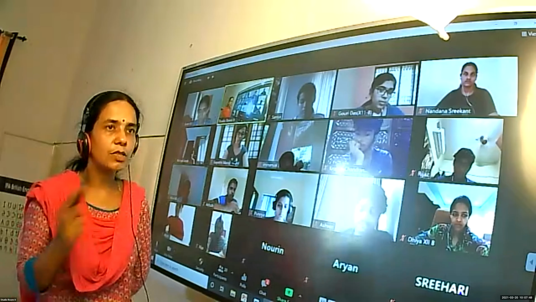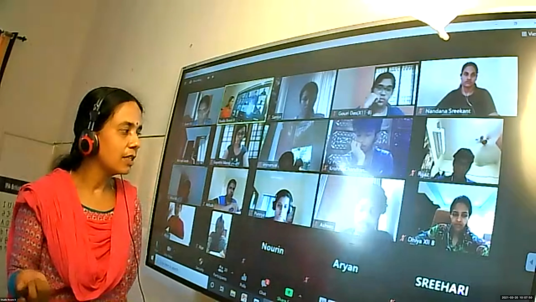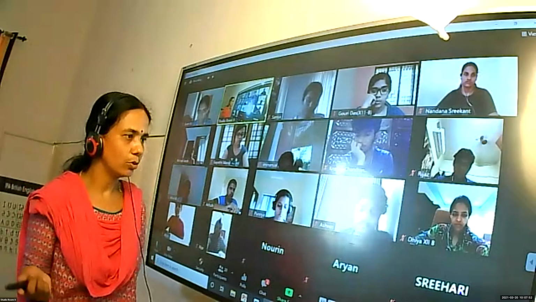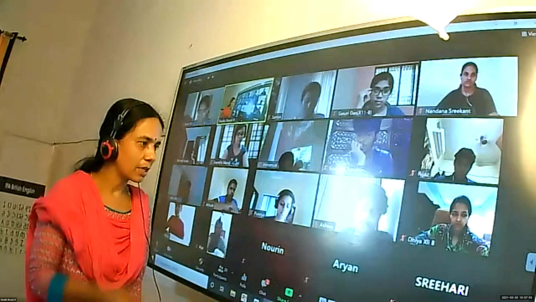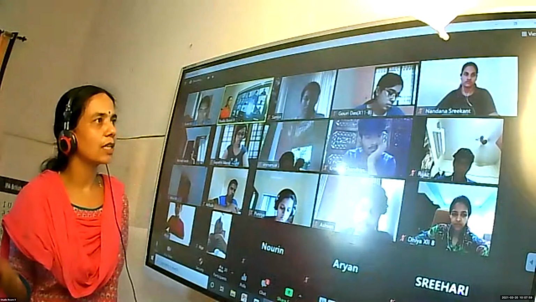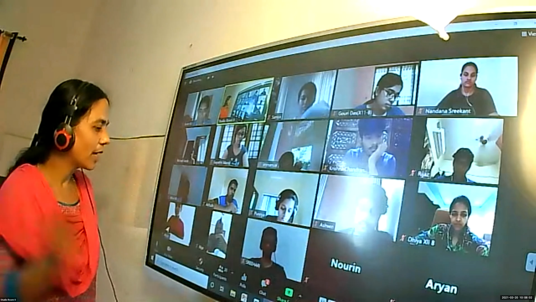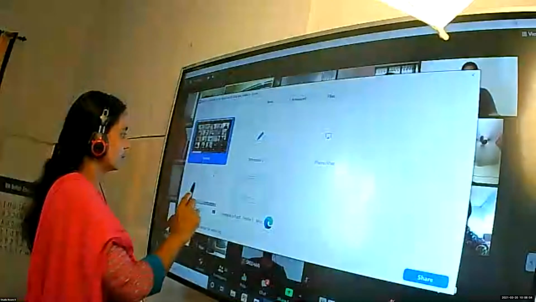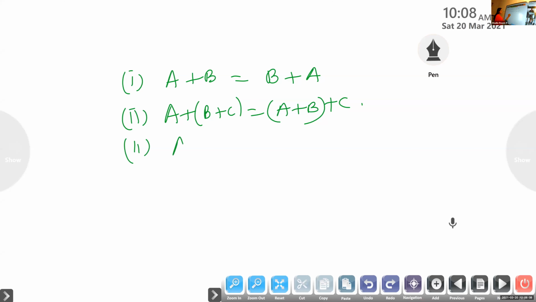Zero matrix of the same order. Suppose A is a 2 by 2 matrix, then I'll be taking a zero matrix of order 2 by 2. If A is a matrix of order 3 by 2, then we take a zero matrix of order 3 by 2. Generally we denote that as 0. A plus 0 is equal to 0 plus A is equal to A. It will be the same as A.